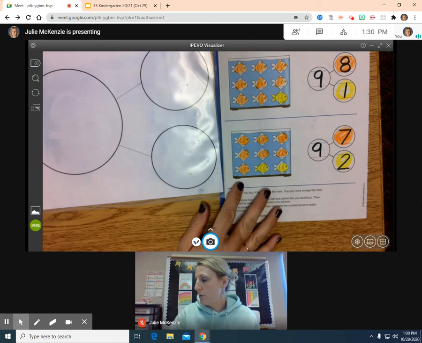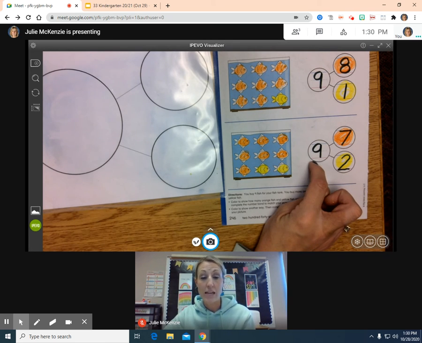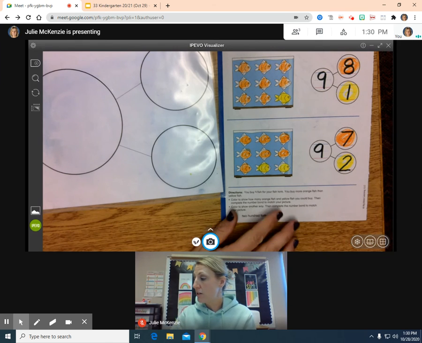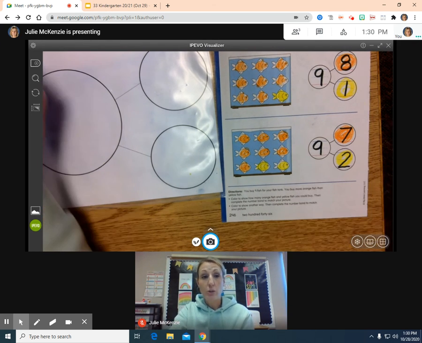So for this problem, we had 9 fish total in the fish tank. Our whole group number was 9. But if we break that apart, we have 2 smaller groups. Our parts are 7 and 2.